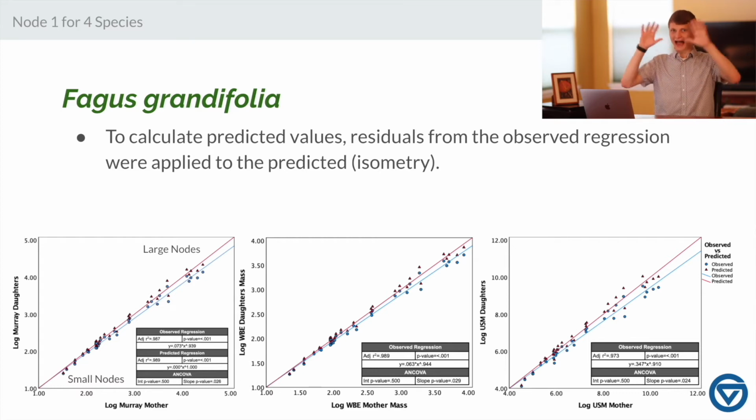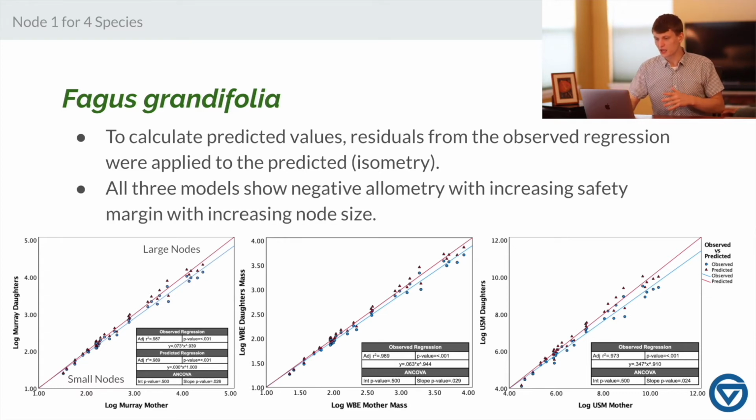But jumping into the actual results for Fagus grandifolia, we see that all three models show a negative allometry with an increasing safety margin associated with increasing node size. And this is while all of them have an R-squared of over 0.95, which is a pretty good indicator that there's something being offered by these photos.